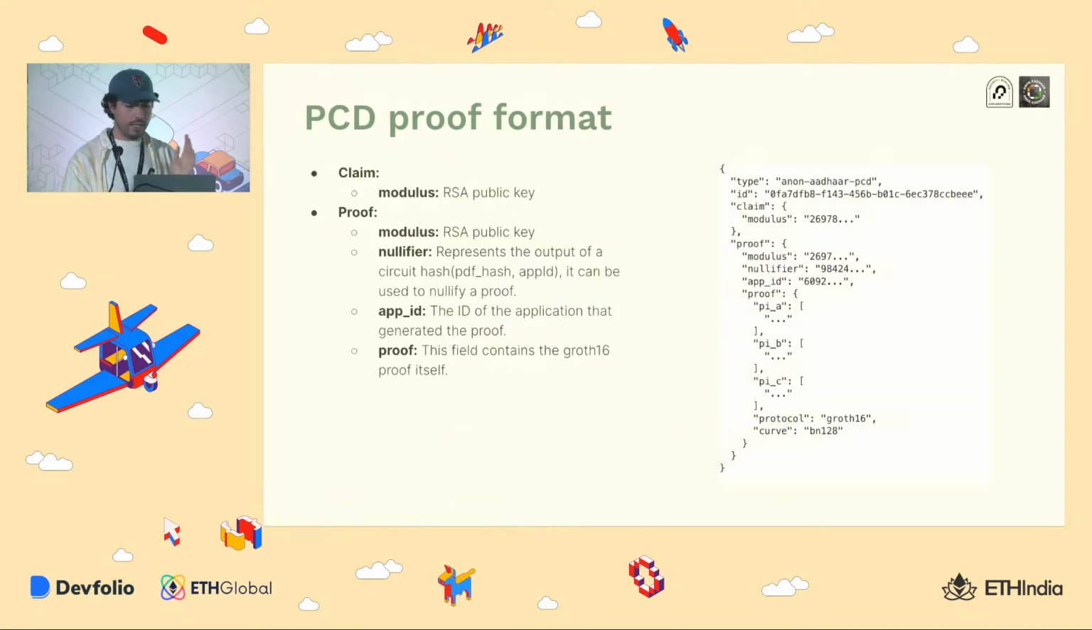So let's talk about the proof format. In the SDK, when you generate a proof, you will authenticate the user, and this proof will be written into your browser. So what's in there? You have a type, which is the name of our PCD, the Anon Aadhaar PCD. You have an ID. I just want to highlight here, this ID should not be used. It's just a random UUID. Don't do anything with it. It's just dummy data.